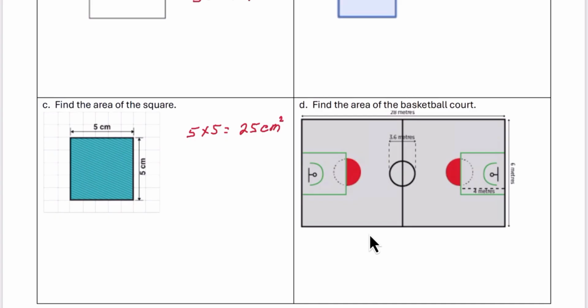And finally, in looking at the area of a basketball court, we have the length of 28 meters and the width of 6 meters. So we have 28 times 6. 6 times 8 is 48. We'll write an 8 and carry the 4. 6 times 2 is 12, plus 4 is 16. So the final result, 168, and the units this time is in meters, so we have square meters for the area.